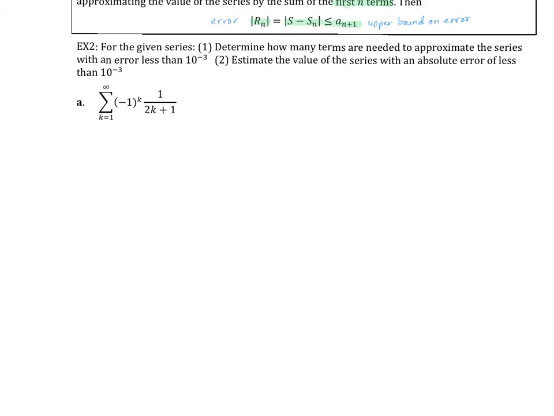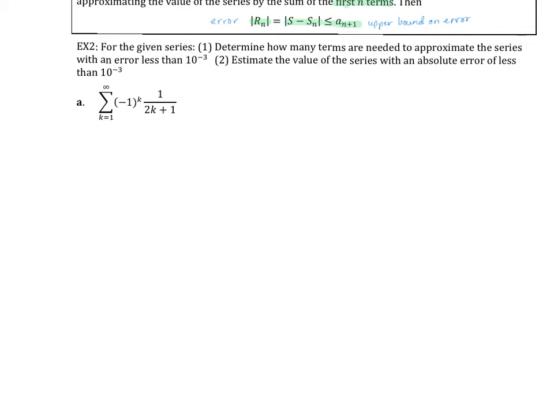Let's apply this theorem in example 2. For our given series, we're going to first determine how many terms are needed to approximate the series with an error less than 10 to the negative 3. So that's asking us to find n. And then once we do find that n value, we're going to actually estimate the value of the series in the second part, part 2.